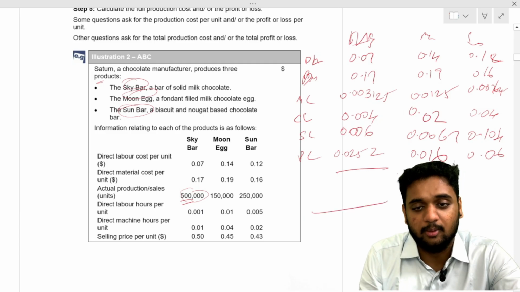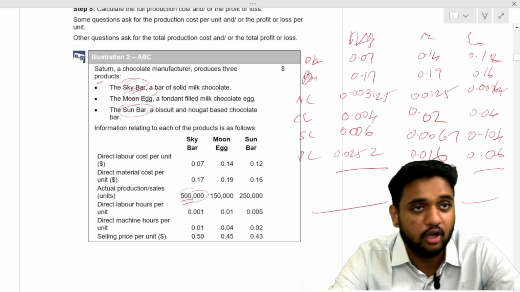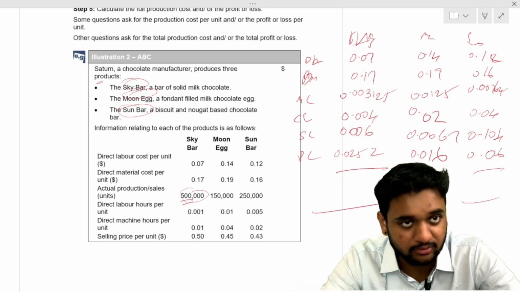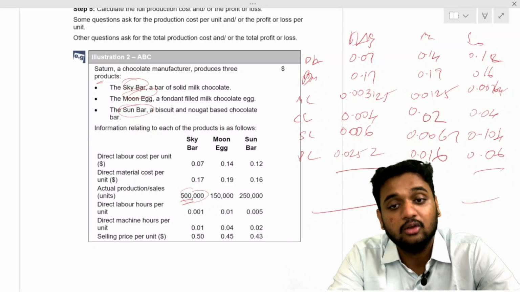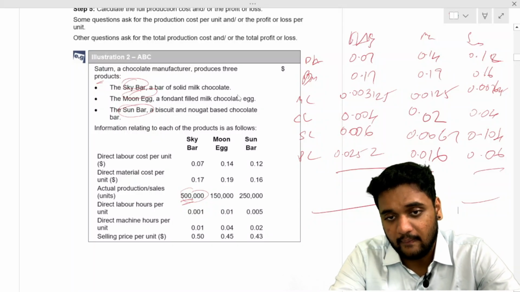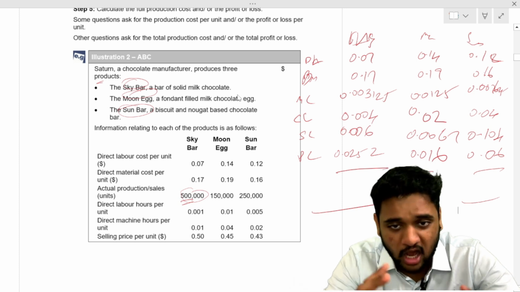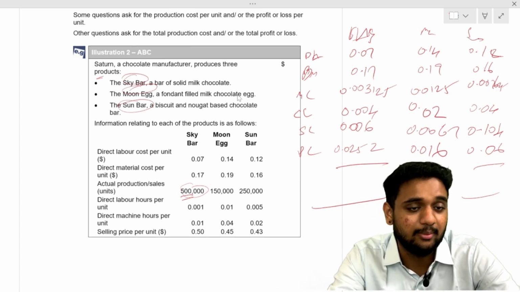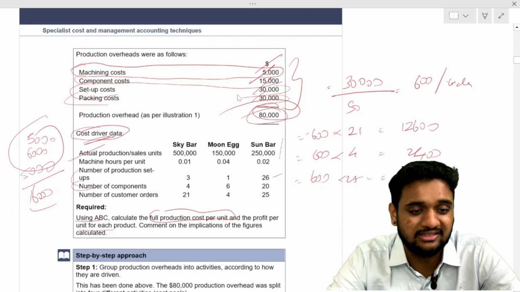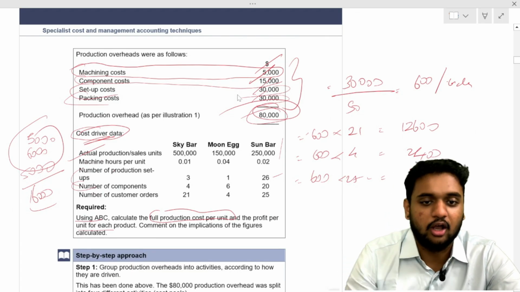Now we have found out the cost per unit of all the products. Now we add them all up and we get the total production cost for all units. Understood, all of you? So while doing this, we will get a more accurate cost of all 3 products. So if you come to the cost driver now, come to the cost driver once.